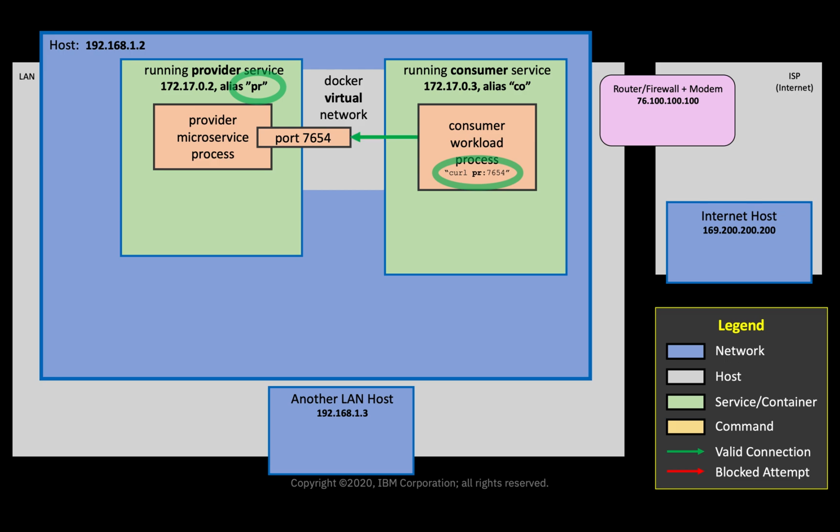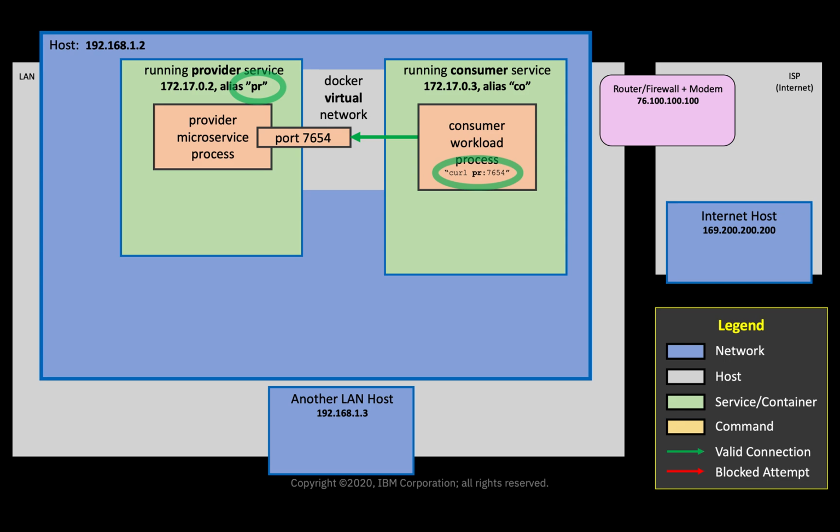Now, the other boxes, let's talk about those. The large blue box represents the host that these two containers are running in. And the gray box that sits behind it represents the local area network on which that host is located. And I've got a small blue box at the bottom which represents another host on that local area network. Then the pink rounded rectangle represents the router, firewall, and modem that bridge that LAN out to the internet.